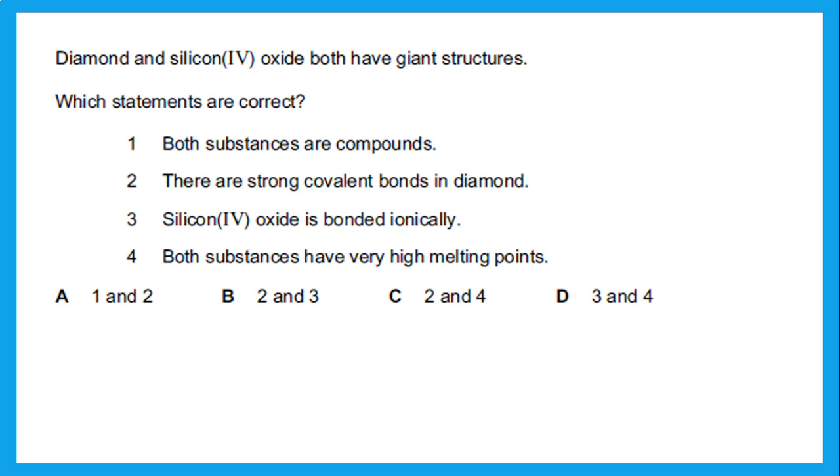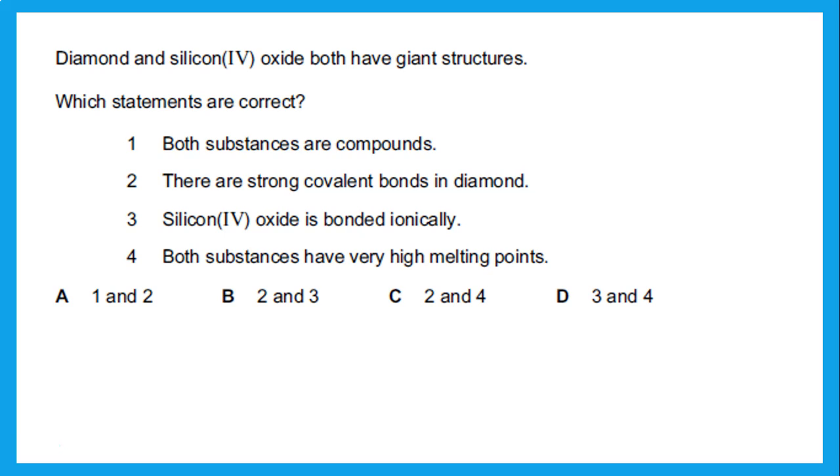If the question is asking diamond and silicon dioxide both have giant structures, which of these statements are correct? Well, let's look at the statements. He's comparing diamond to silicon dioxide. Both substances are compounds. Is that right? We said diamond is made of what? Diamond is made of carbon. So actually diamond is an element. Silicon dioxide is made of silicon and oxygen, so that's a compound.